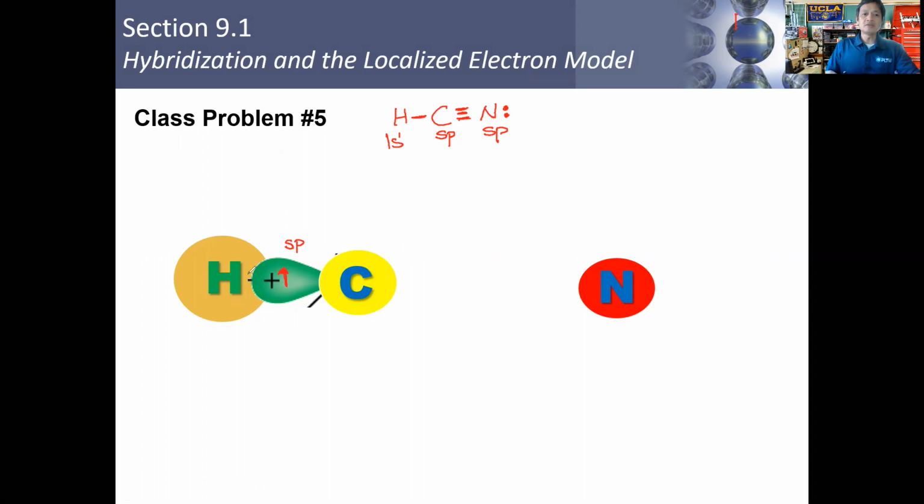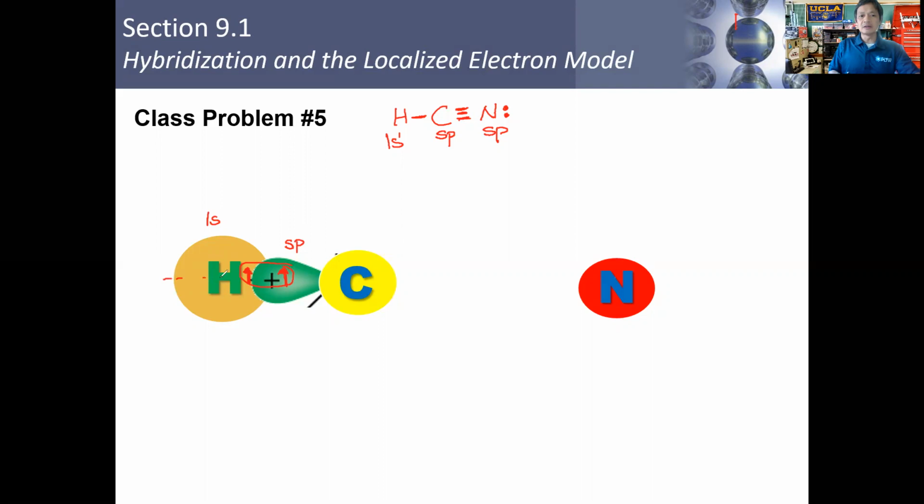Hydrogen has one valence electron, it only has one electron, and so it's going to be in the 1s orbital. So this is going to be the 1s orbital for hydrogen. The overlap here between the 1s orbital and the sp hybrid orbital from the carbon forms the bond. This is the bond that forms, and that's the single bond right there that forms between the carbon and the hydrogen.